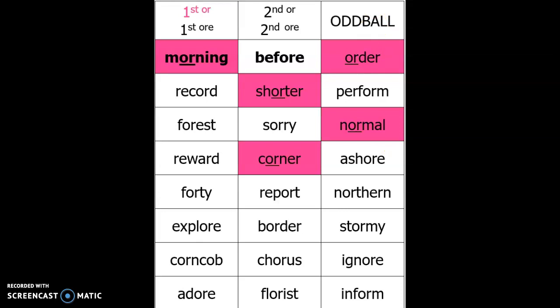Our next word is the word forty. I had forty pieces of candy for dessert. Forty. O-R in the first syllable. Your next word is northern. We're going to walk northern on the trail. O-R in the first syllable. Your next word is border. Border. First syllable, O-R.